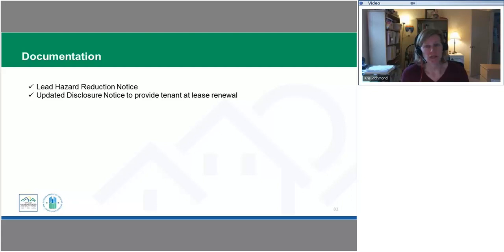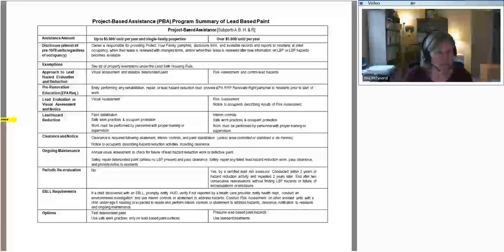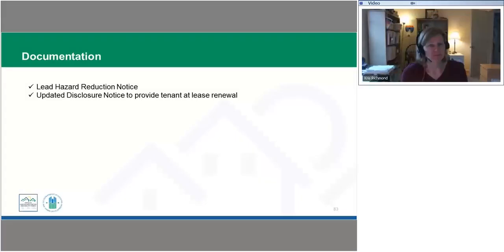But we also have notification. See if I can find our summary here. We do have notification when we did our evaluation. So when we did our risk assessment, we would have been providing a notice of evaluation. Visual assessment's not actually really considered, it doesn't have an evaluation form that goes with it, but we did provide you a sample. You want to make sure that's documented and that information is provided to the tenants.